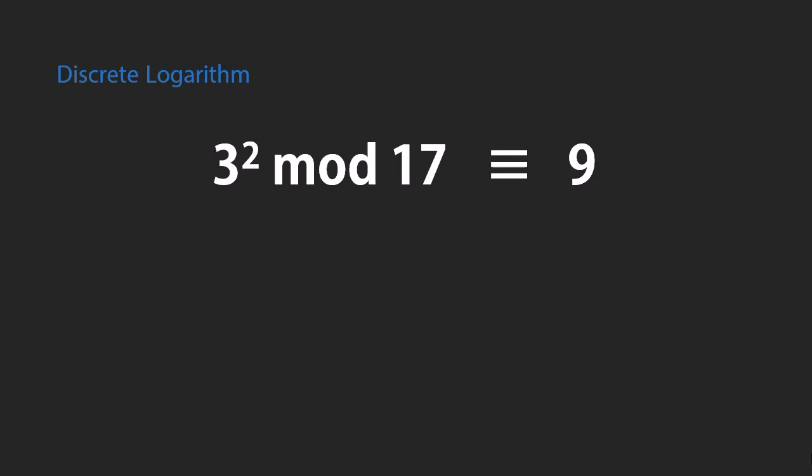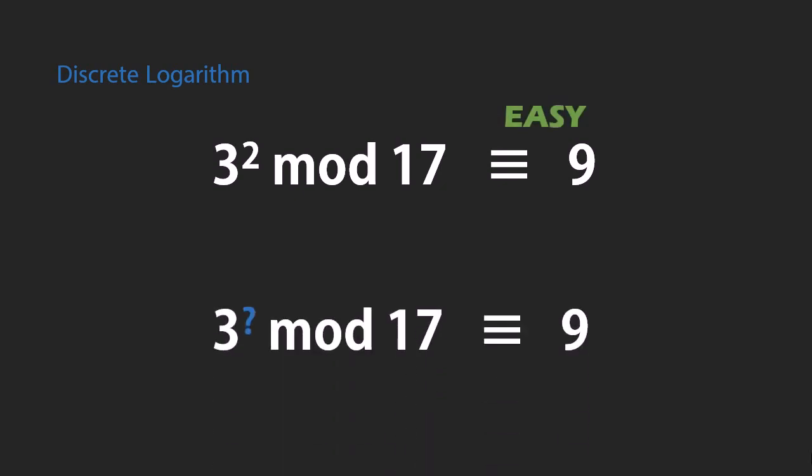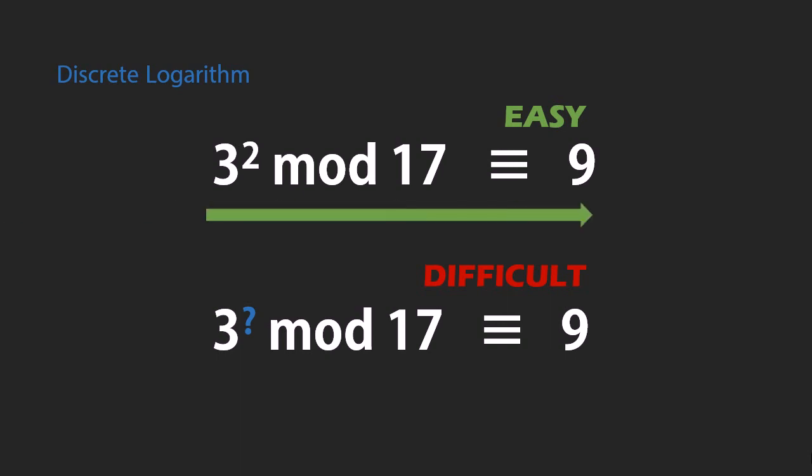But if we were presented with the reverse, it is really difficult to find the power to which 3 needs to be raised to produce 9. These are small numbers. With numbers as large as 512 bits or 1024 bits, this problem becomes computationally unsolvable. So we have a function which is easy to solve in one direction but extremely difficult in the other. Let's use this concept for securely exchanging the keys.